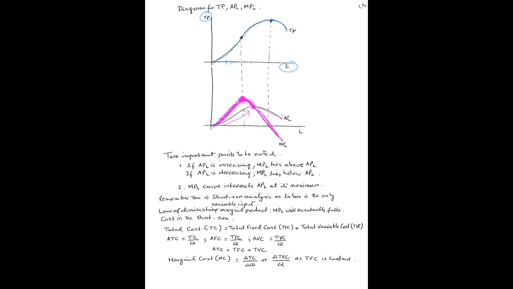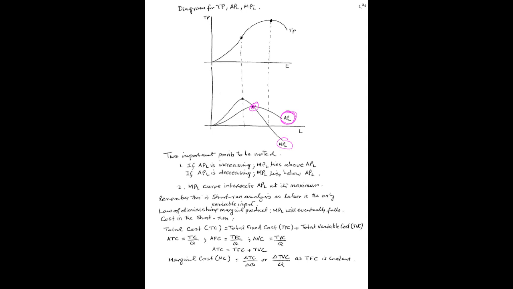And one last thing, let me erase this and then show you. One thing, notice that the point of intersection between APL and MPL is this point. See this point? And notice that this point is at the maximum of APL. So marginal productivity of labor intersects average productivity of labor at its maximum. This is what I have already written here. Two important points to be noted.